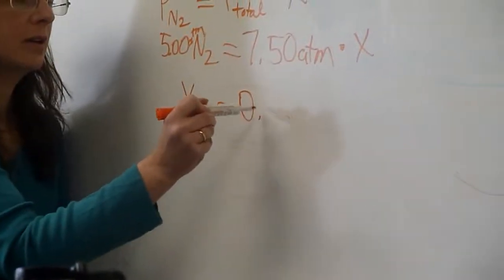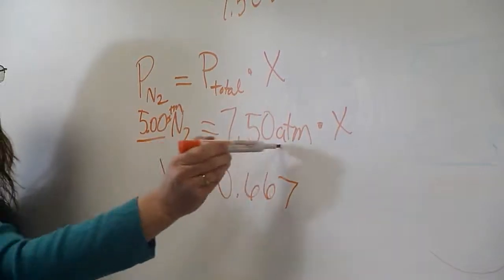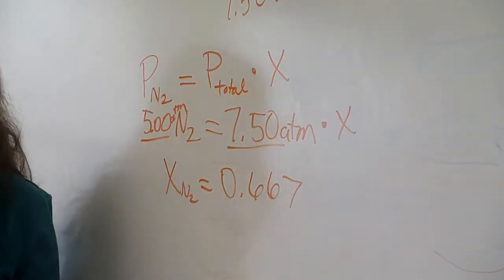5 atmospheres nitrogen equals total times the x, the mole fraction. So how do I find that mole fraction? 0.6, we'll round to 3 significant figures, because that has 3, that has 3. When we multiply and divide, we can keep 3. And how about units?